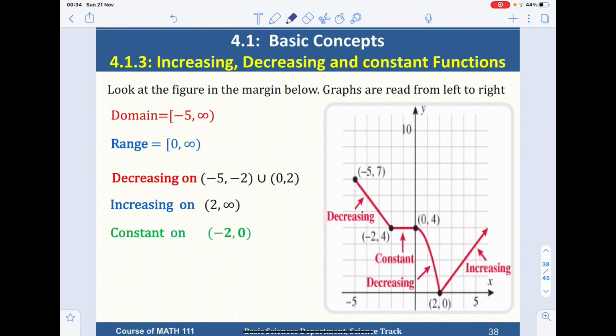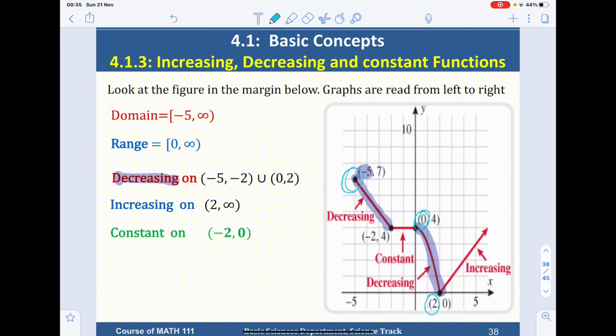Also here we have another example. We want to find out where the function is decreasing. Decreasing means going down. So this part is going down, from negative 5 to negative 2. We can see that this is a closed dot over here, not an arrow. If it were an arrow, we would write negative infinity, but this is not an arrow. So from negative 5 to negative 2 is one interval, and the other one is from 0 to 2.